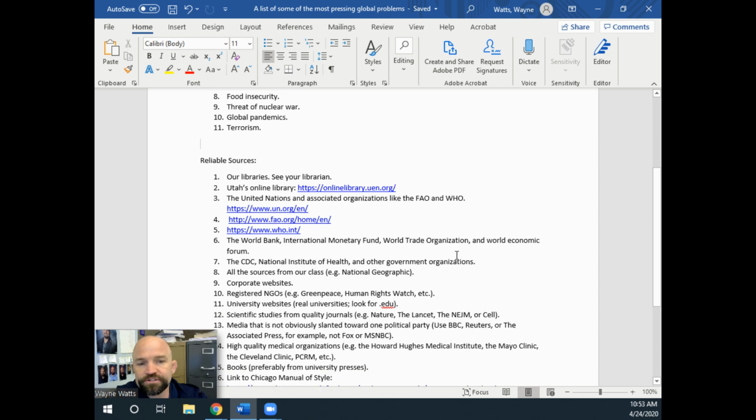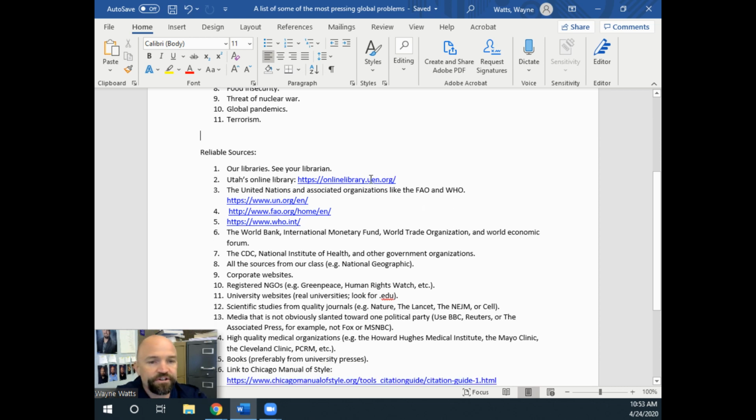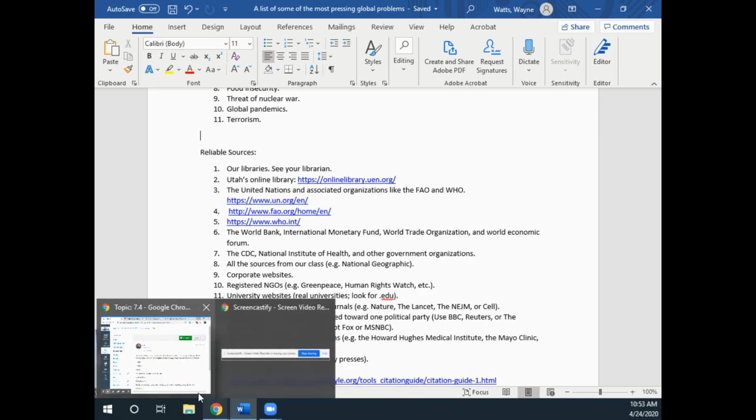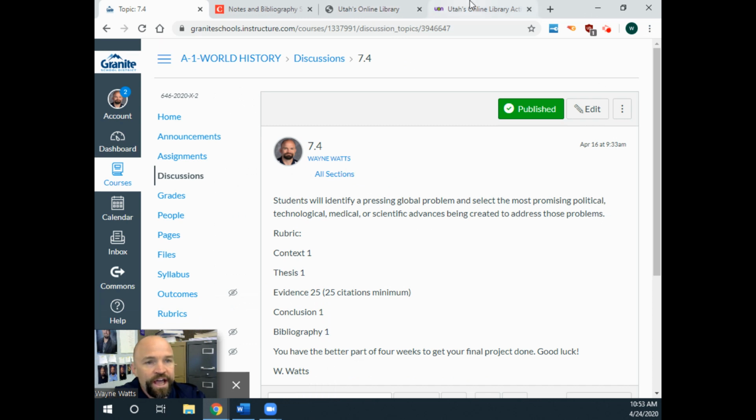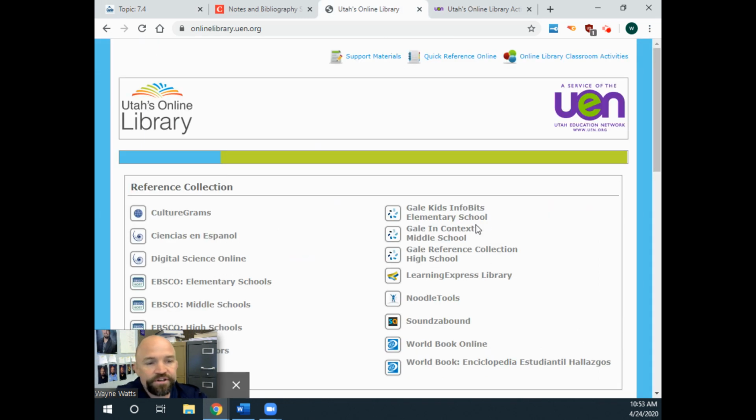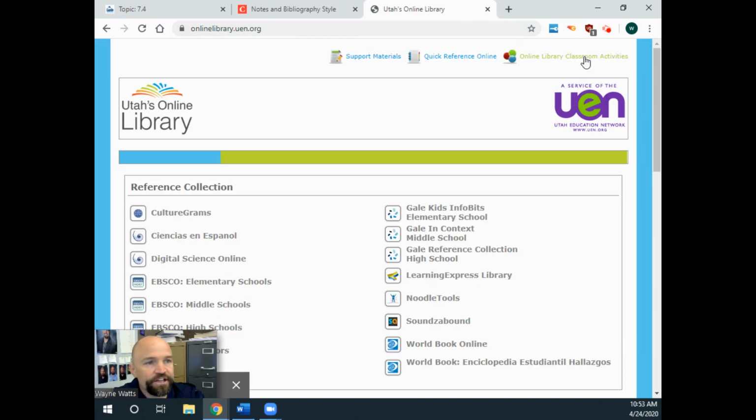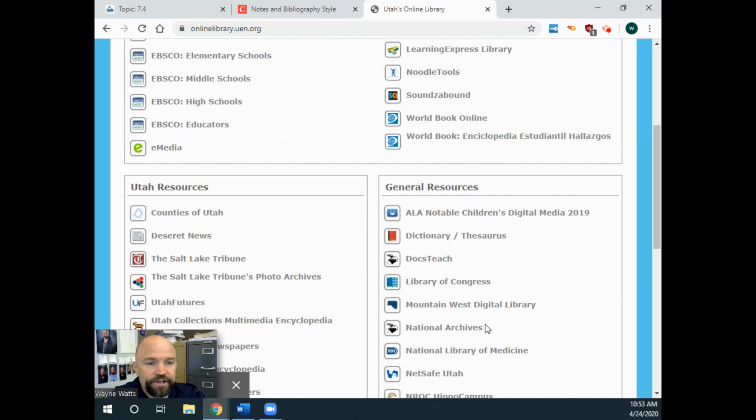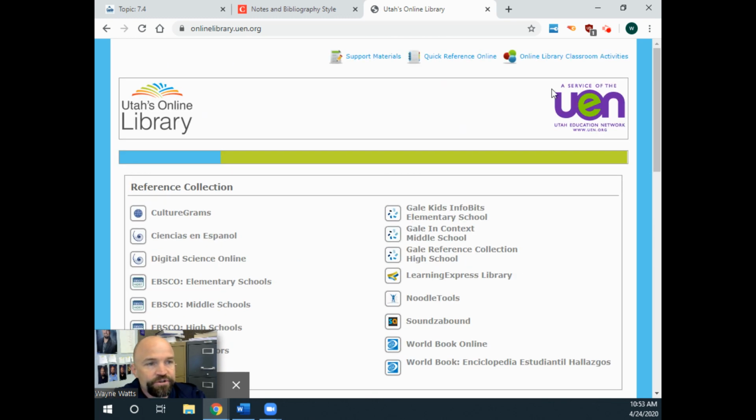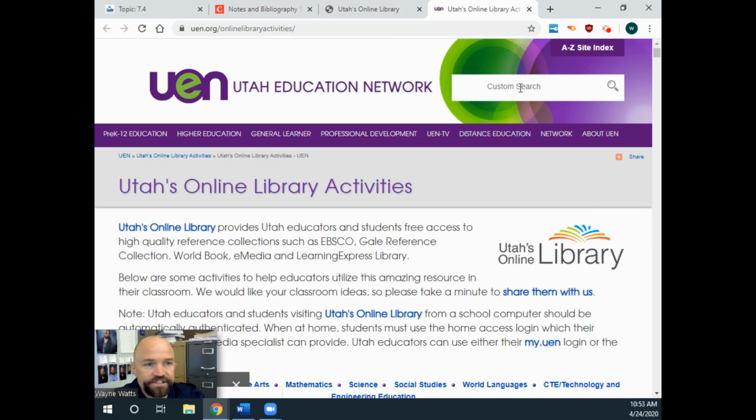So for reliable sources, of course, see your librarian. Keep in mind that you can access Utah's online library at onlinelibrary.uen.org. Anything that you find on Utah's online library is to be considered a reliable source. So here's how you go about doing your final project. You could go to Utah's online library, you could click on any of the above given, and you could start digging into your access to information.